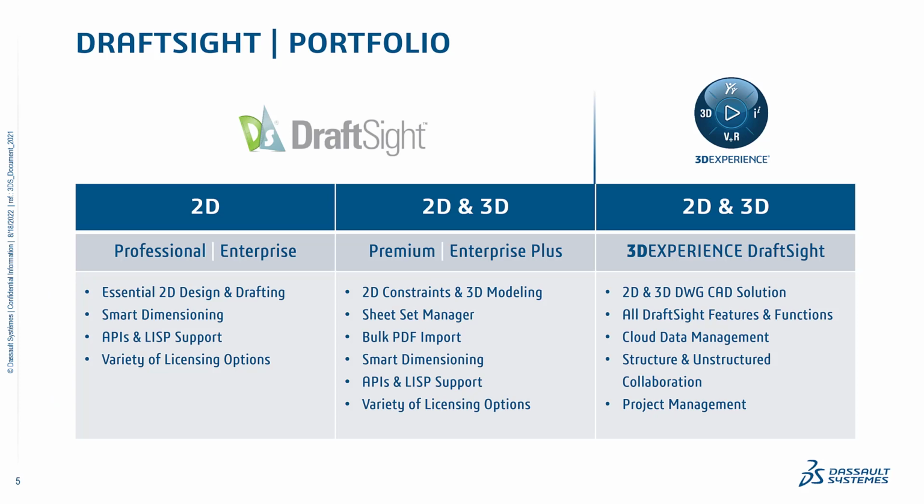DraftSight is not just one product, it is an entire portfolio. We have DraftSight Professional and DraftSight Enterprise. These are your 2D workhorses, along with DraftSight Premium and DraftSight Enterprise Plus. Premium and Enterprise Plus add the ability to have 2D constraints and 3D modeling, and also come with network licensing, allowing you to share multiple licenses among many different users. Then we come to 3D Experience DraftSight, a combined solution of DraftSight and the power of the 3D Experience platform.